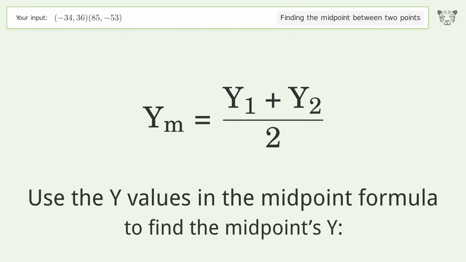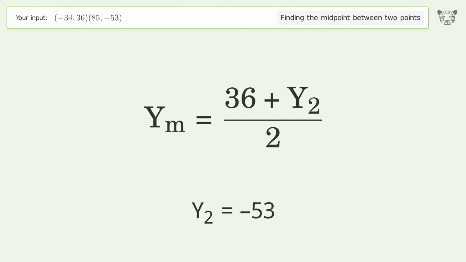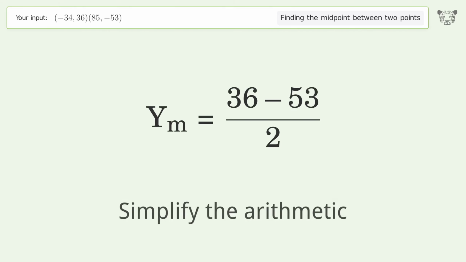Use the y values in the midpoint formula to find the midpoint's y. y1 equals 36. y2 equals negative 53. Simplify the arithmetic.